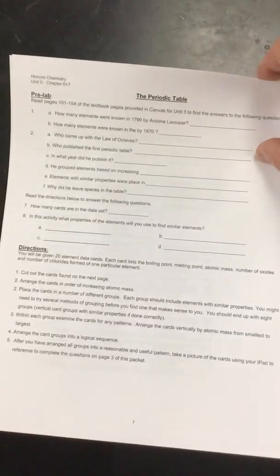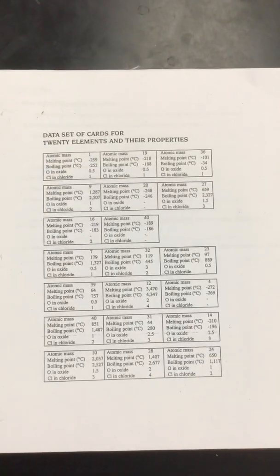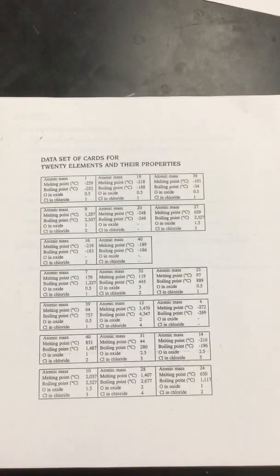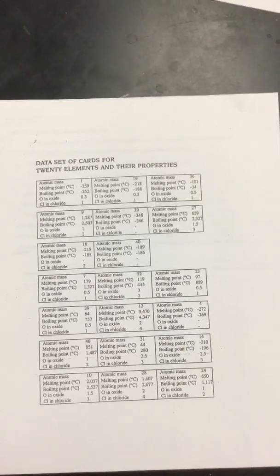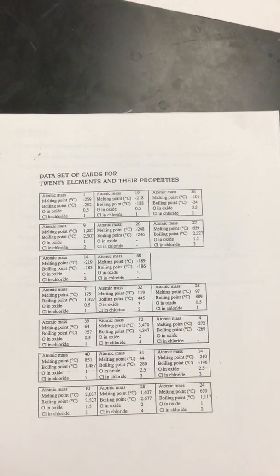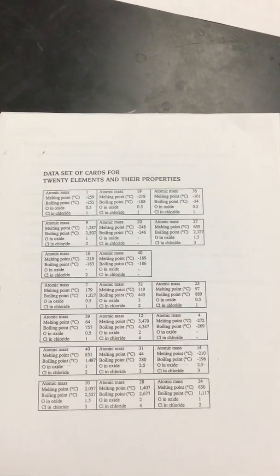To do this first activity, here's a copy of the packet that is online, which you're going to need to have access to. So on your iPad, you can find that. But on page 2, you are going to be given cards. Each one of these rectangles is an element that has a set of chemical properties given to you. Melting point, its boiling point. O in oxides is how many oxygens it bonds with.